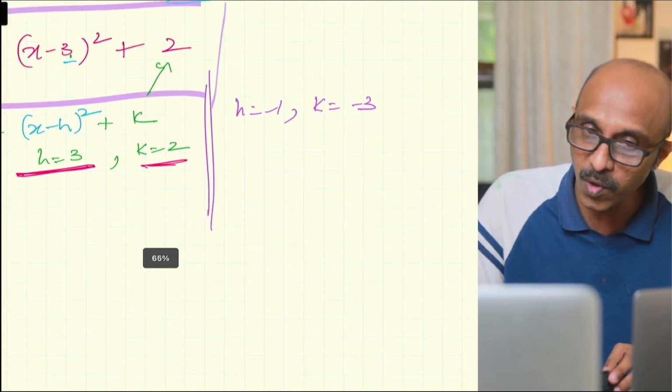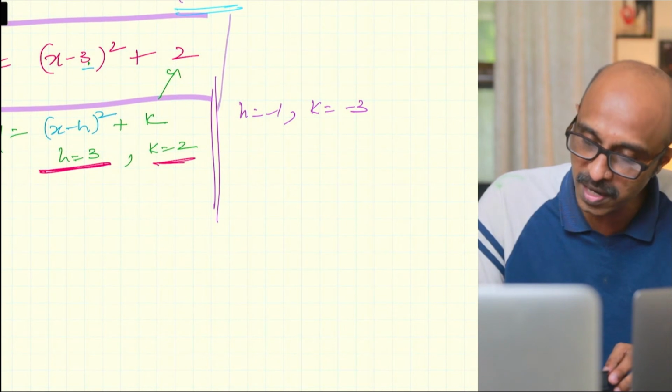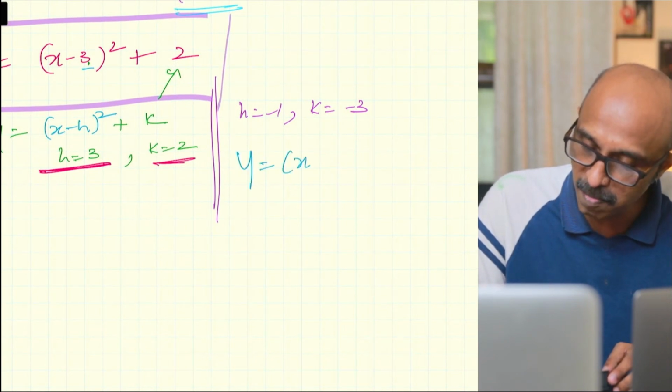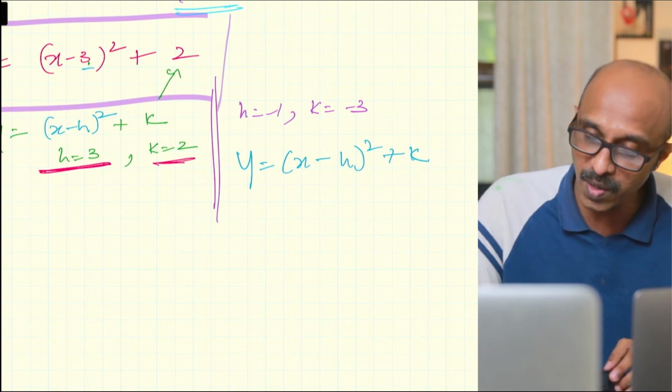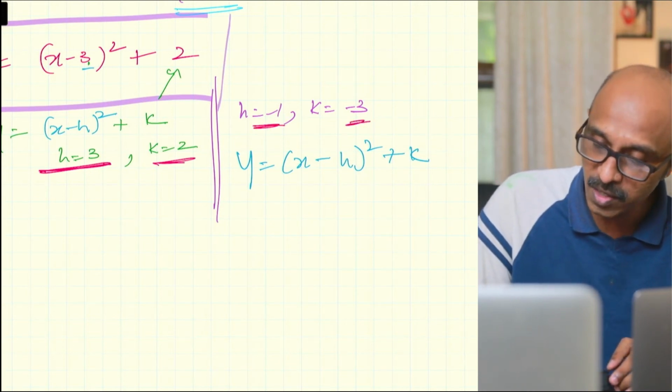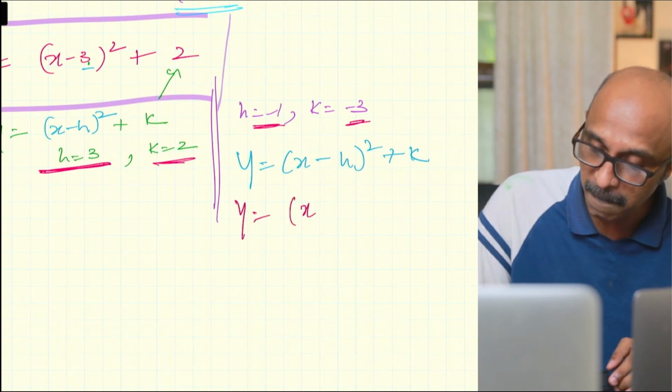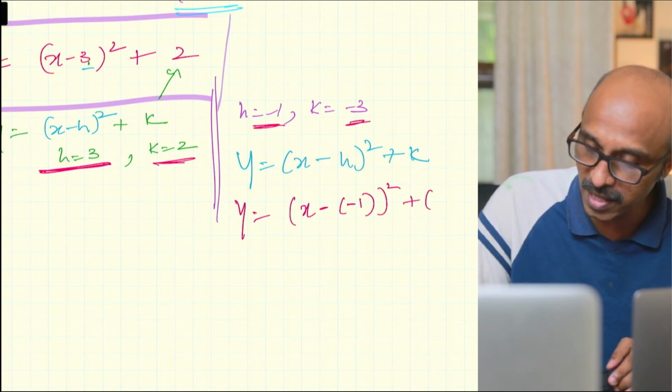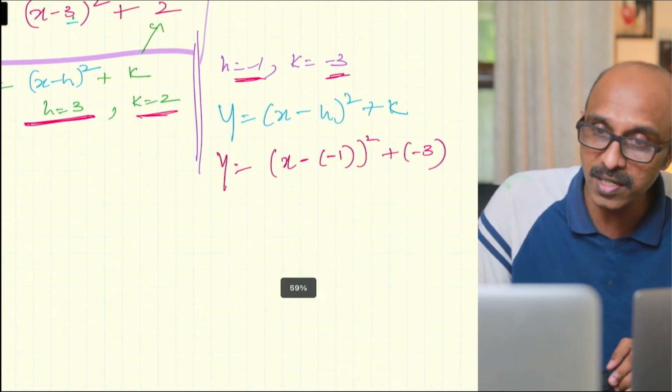Remember the equation was y is equal to (x minus h) the whole square plus k. That was our equation, right? So what happened is h is negative 1 and k is negative 3. So we have the equation as (x minus of minus 1) the whole square, and k is a negative. I'll just make that this way so that it becomes easy to understand, all right?